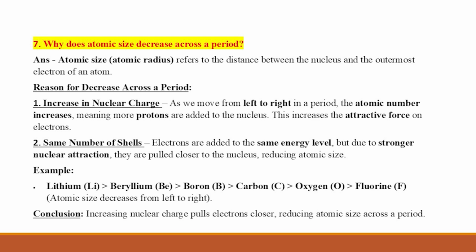the nucleus. This increases the attractive force on electrons. 2. Same number of shells. Electrons are added to the same energy level, but due to stronger nuclear attraction, they are pulled closer to the nucleus, reducing atomic size. Example: Lithium, Li, beryllium, Be, boron, B, carbon, C, oxygen, O, fluorine, F. Atomic size decreases from left to right. Conclusion. Increasing nuclear charge pulls electrons closer, reducing atomic size across a period.